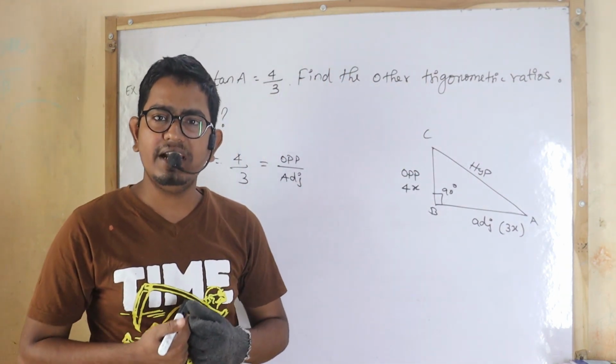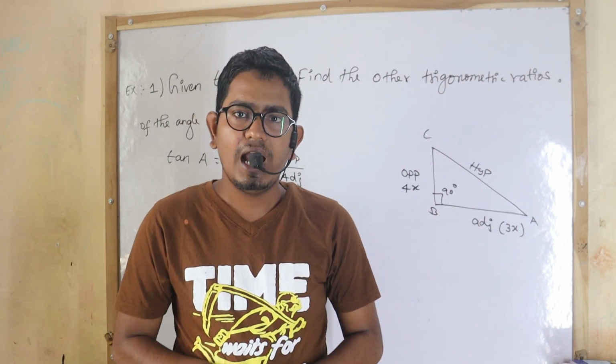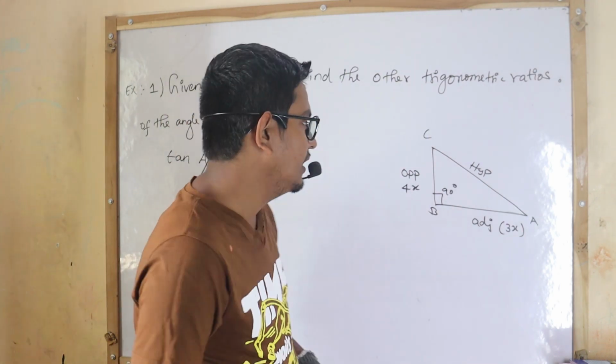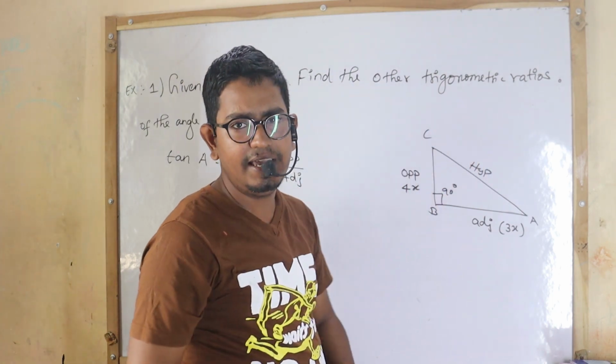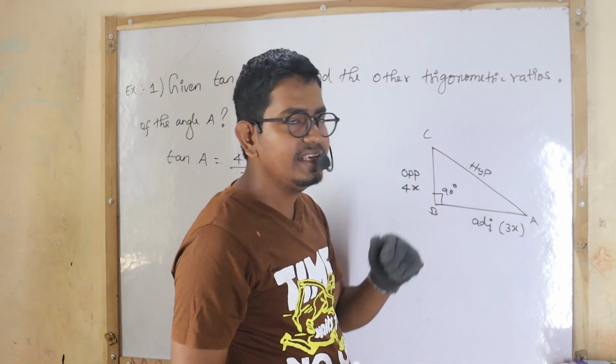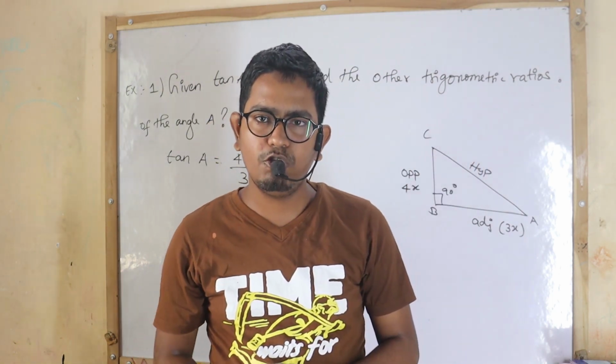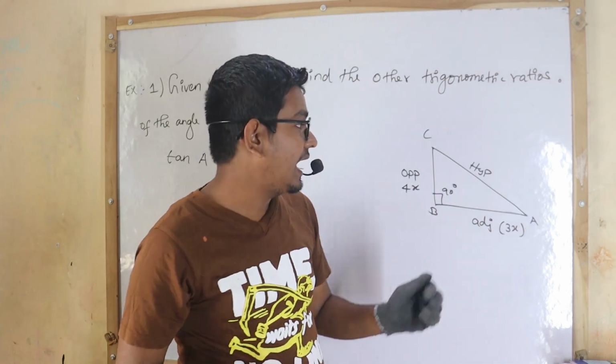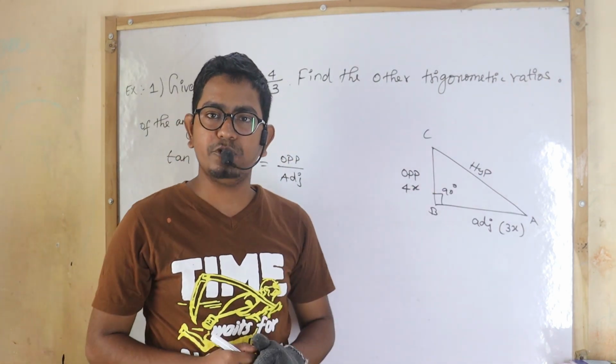If I have to find the other trigonometric ratios, I should also know the side length of CA, the value of AC. How to find the value of AC? Why do we need to find the hypotenuse side?